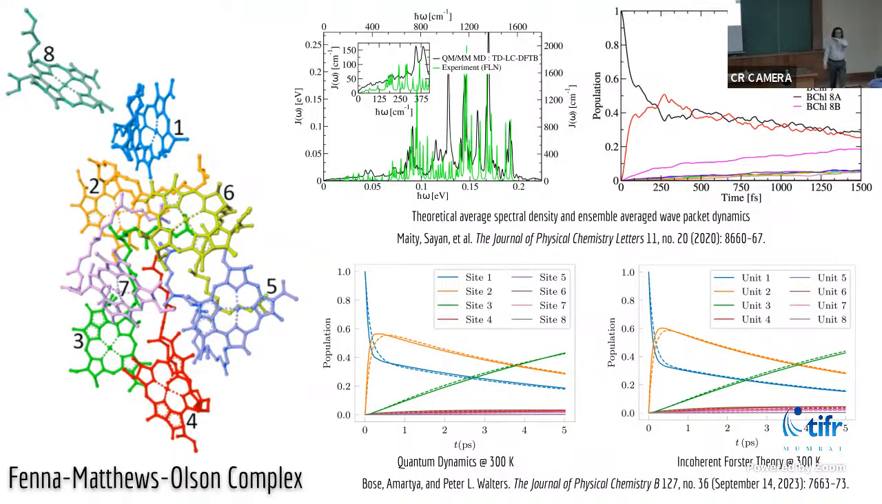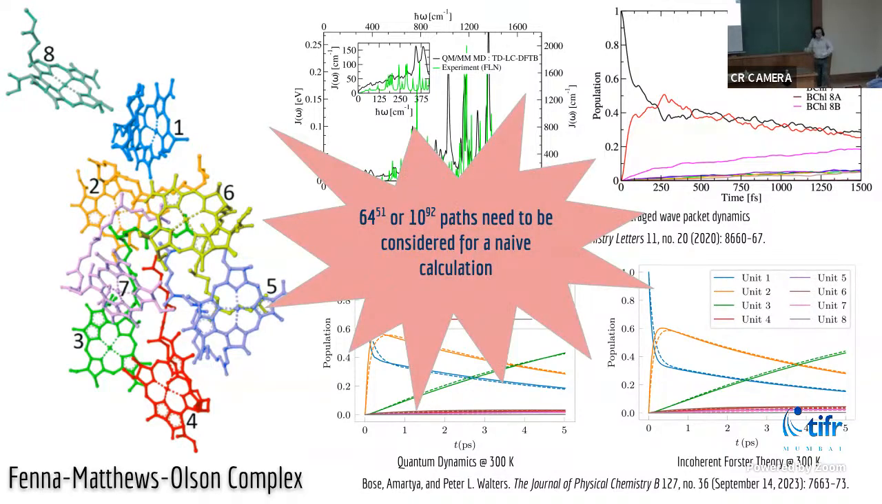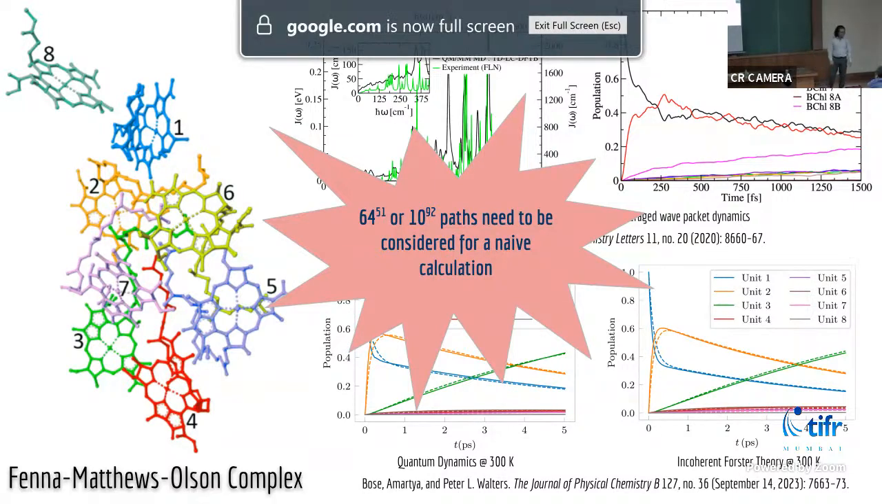While I don't have the data for the thing, right? Yeah, but I have got an interesting addendum to that, actually. For this kind of calculation, if you didn't have any of these tensor network-based methods or other developments, you would be summing over something like 64 to the power 51 paths, or 10 to the power 92. I don't even know if that is possible.